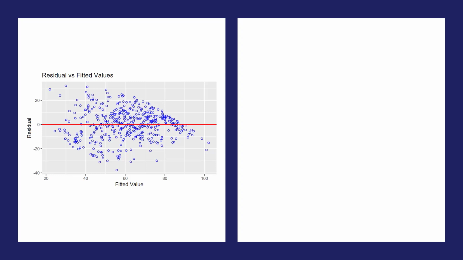What you're looking for, this is probably the best way to check for the assumption of homoscedasticity. So what is that assumption? This means that the error variance, which is the spread of the dots above and below the line, would be similar throughout the range of fitted or predicted values.